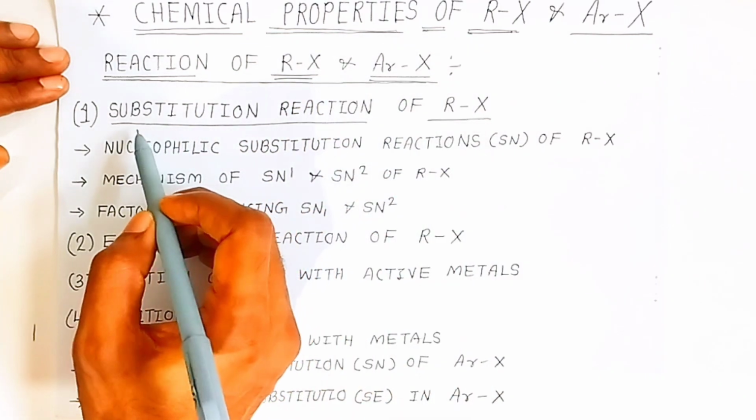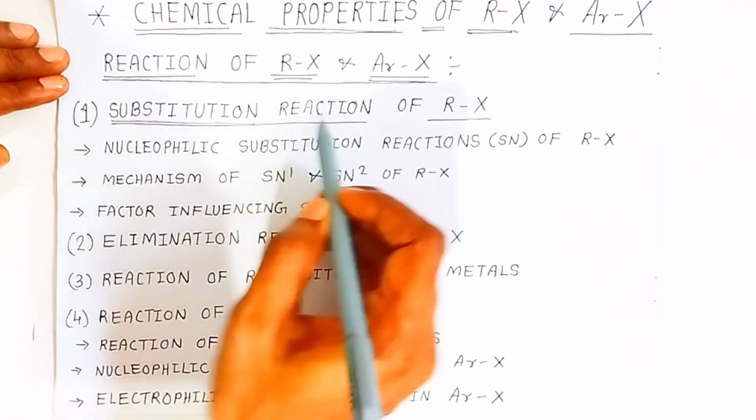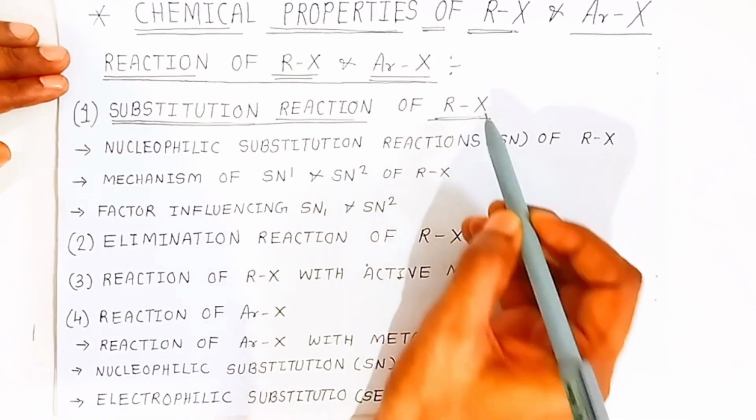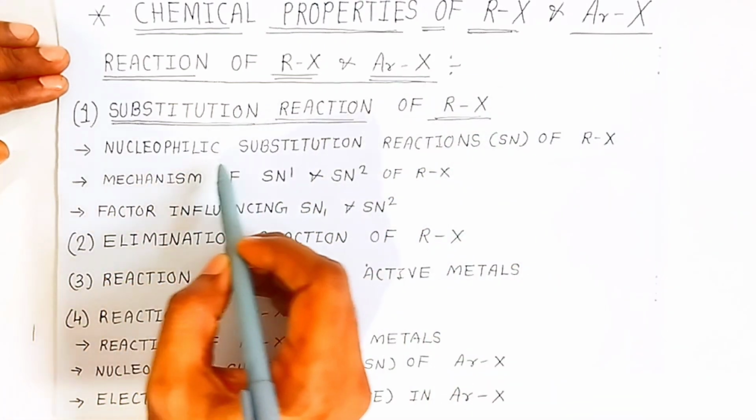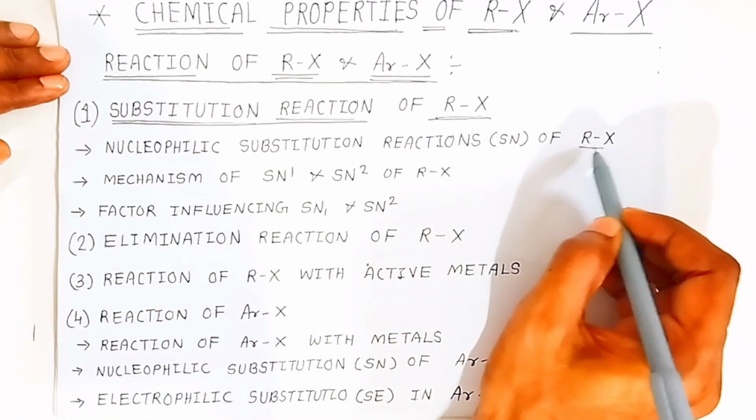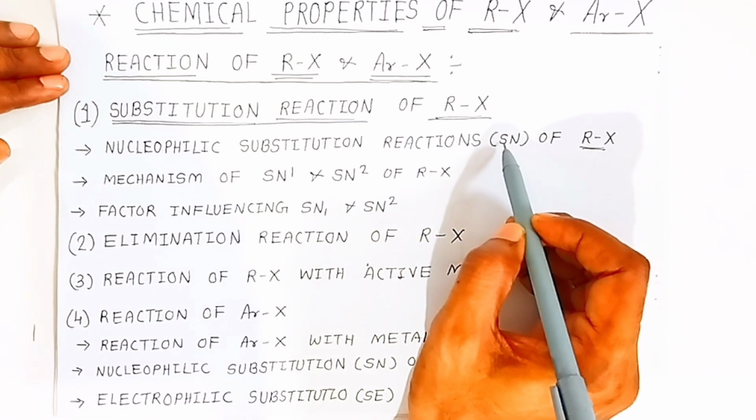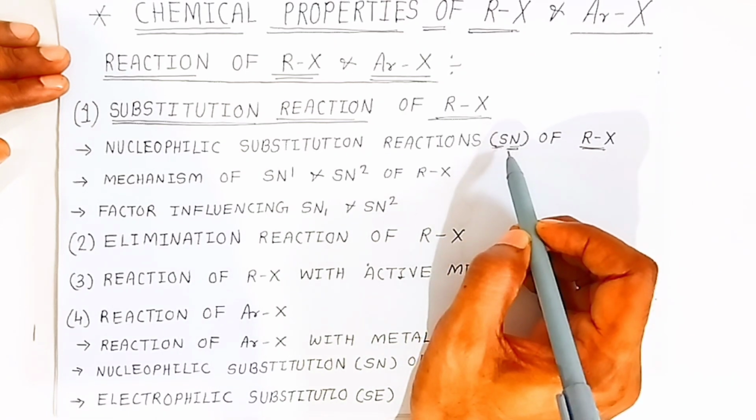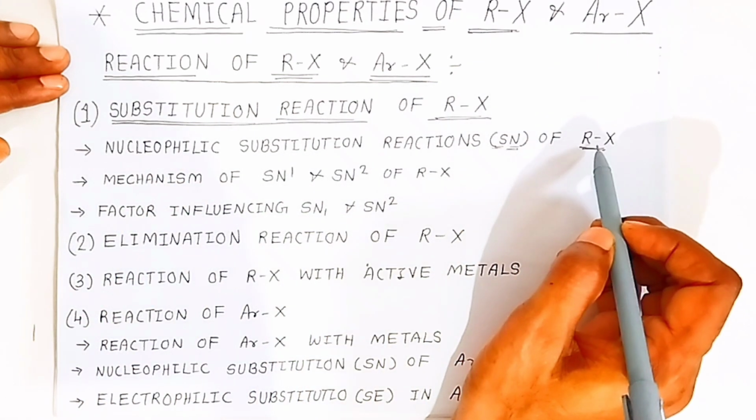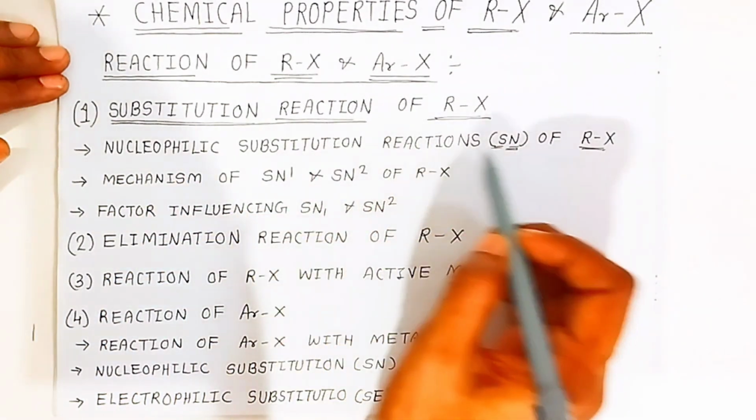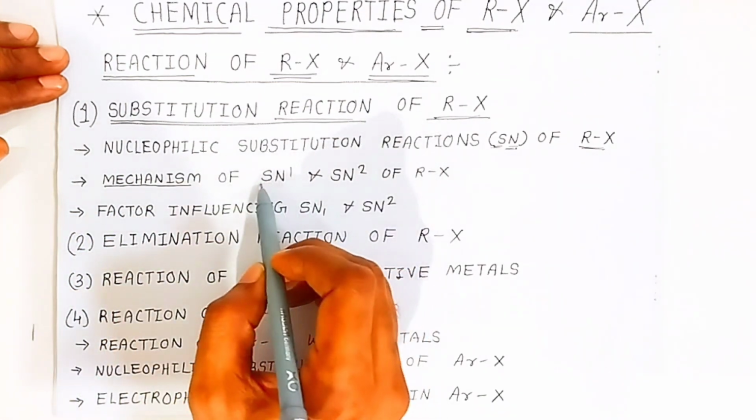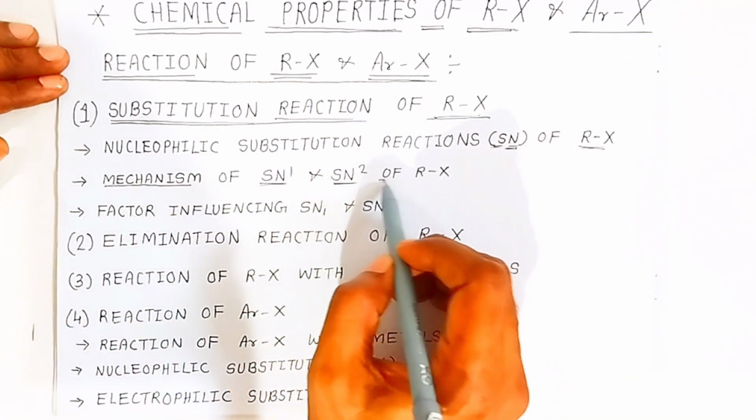So first reaction students that we are going to see, substitution reaction of alkyl halide. In substitution reaction of alkyl halide students, we are going to see nucleophilic substitution reaction of alkyl halide. In short we call it SN. N stands for nucleophilic and S stands for substitution. So SN of alkyl halide, or you can say nucleophilic substitution reaction of alkyl halide. After that we will see the mechanism of SN1 and SN2 of alkyl halide.